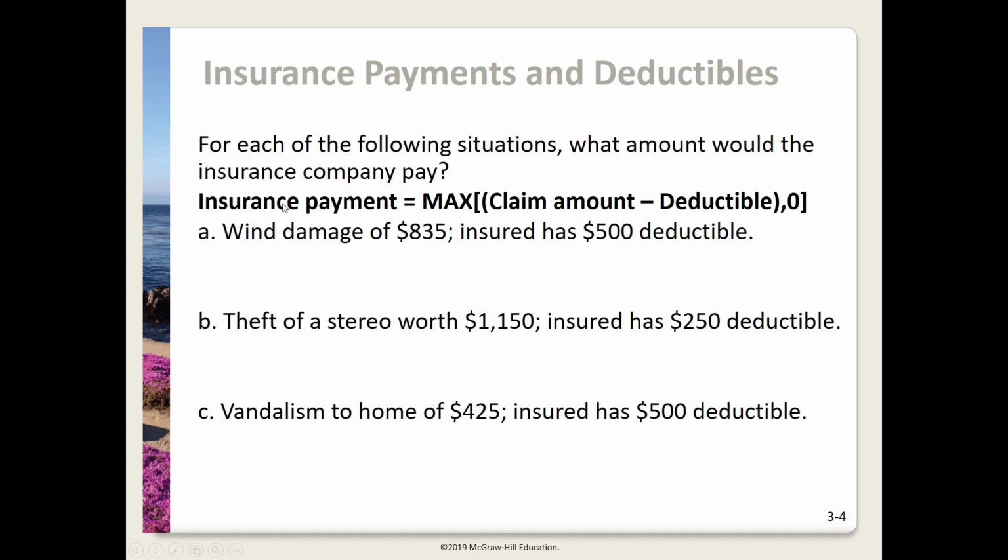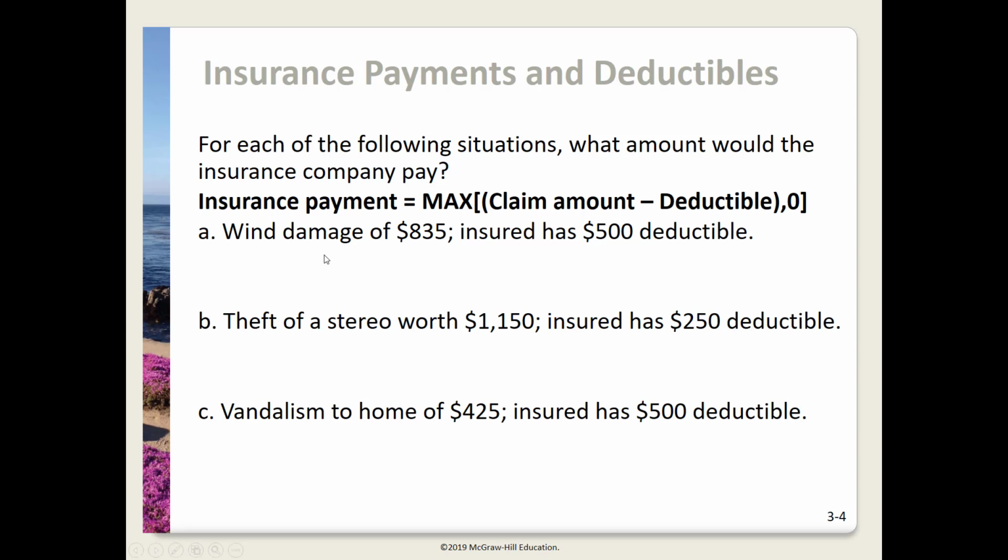So here's the formula that you would use for each of the 3 scenarios. In order to find our insurance payment, we will have to determine which is the maximum of the 2 numbers. The first number being our claim amount minus the deductible versus 0. So whichever is the higher of the 2 numbers, that will let you know what the insurance company will pay.